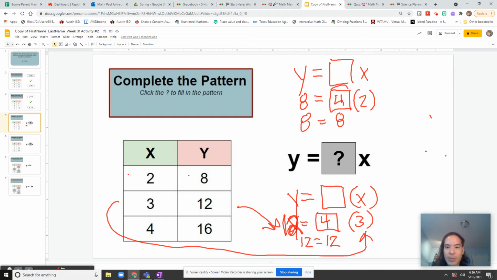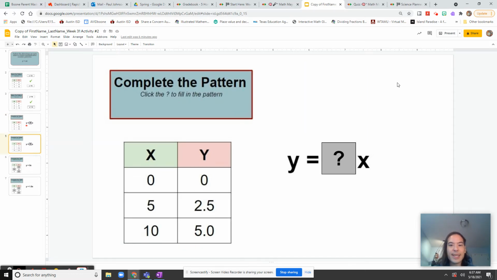So that is our second problem that we've checked over here, where 4 is our best answer, right? Y is equal to 4 times x. 2 times 4 is 8. 3 times 4 is 12. 4 times 4 is 16. So our answer is 4 on this one. Moving on.